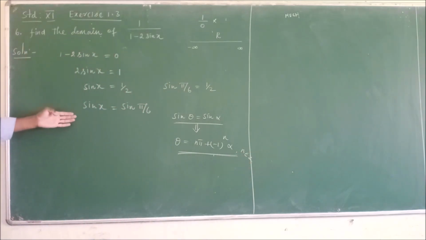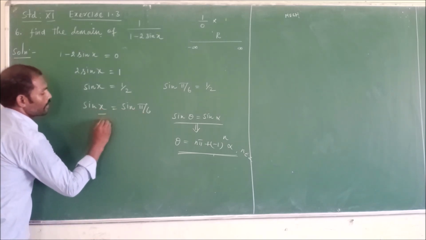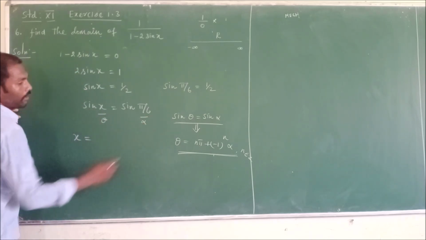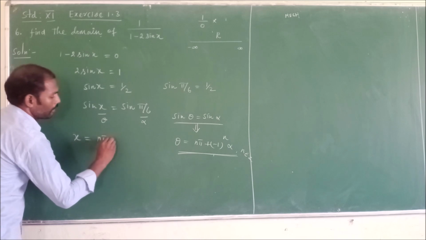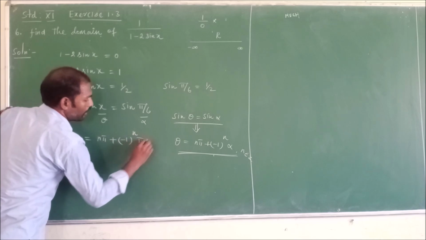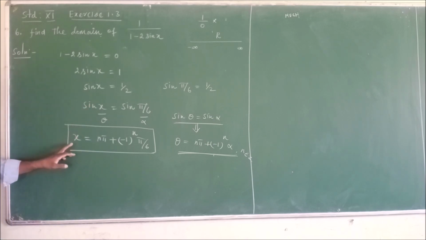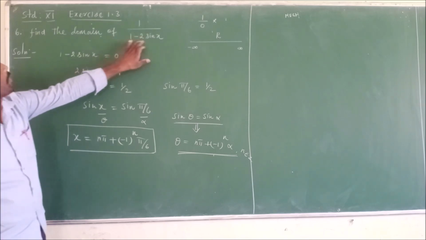So in the same way, for the equation sin x equal to sin 5 by 6, this one is theta, this one is alpha. Therefore, using this general solution, x equal to n pi plus minus 1 whole power n into alpha. Alpha is nothing but 5 by 6. This is the general solution of sin x. At these values the denominator term equals 0. Therefore, they are not in the domain. This is the solution of 1 minus 2 sin x equal to 0.